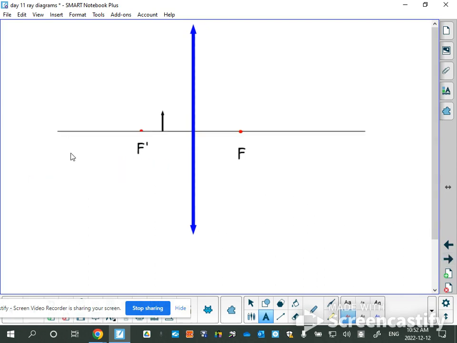Okay, we move on to our next one. Now we should be getting a virtual image. We know that because we're closer than the focal point. I've moved over and now should be getting a virtual image. I'm going to use the same rules though.